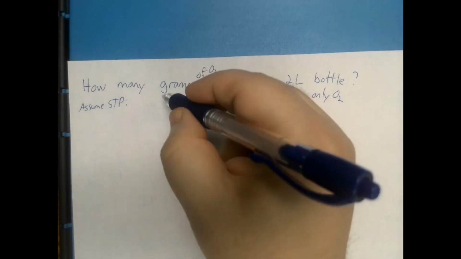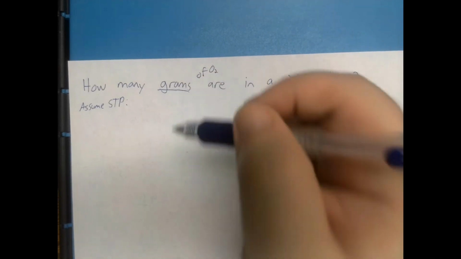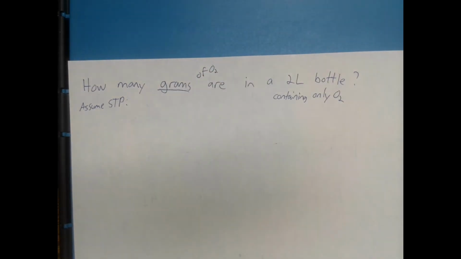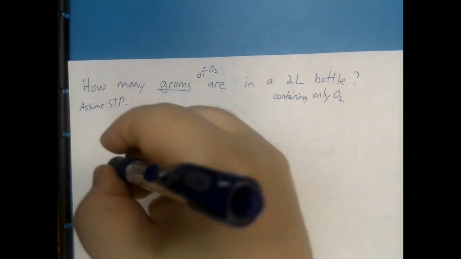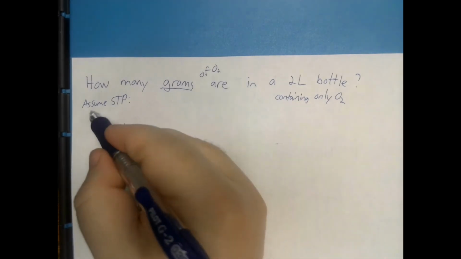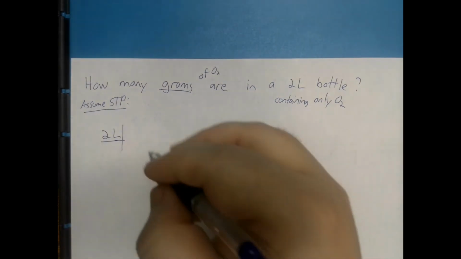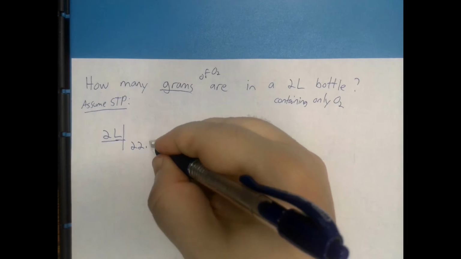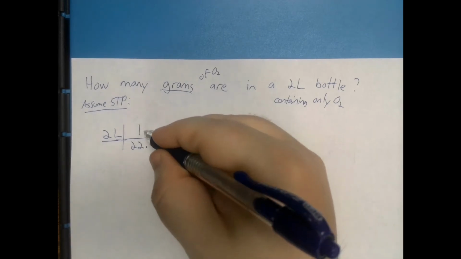So, again, this was a very good point you made, Lucas. How do you get grams? You usually can't directly solve for grams in this class. What you can do is solve for moles. And then you can use the periodic table to convert moles into grams. So let's solve for moles first. We have 2 liters. And we know that if we're at STP, 22.4 liters is equal to 1 mole.